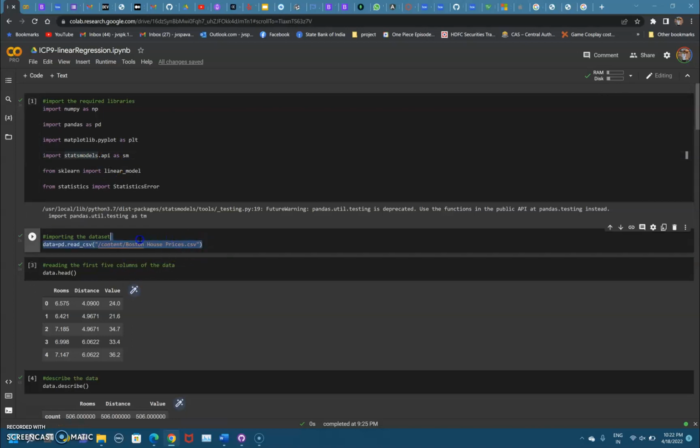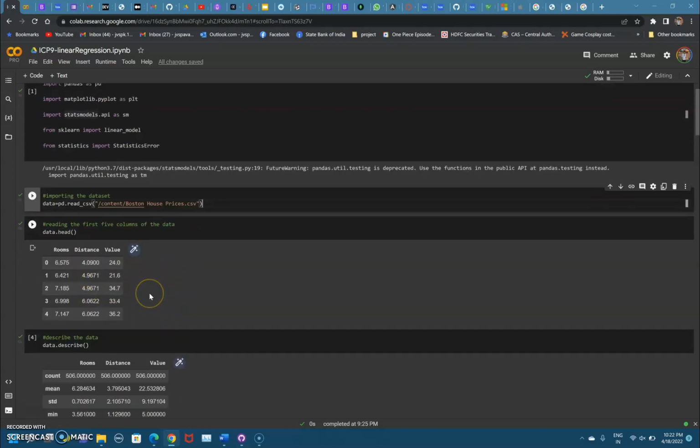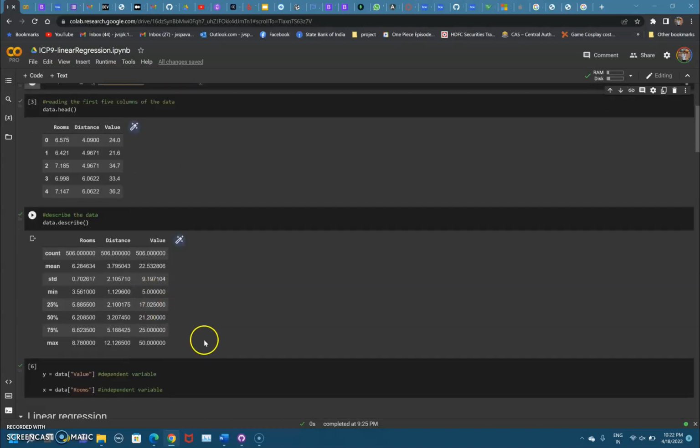We have taken Boston house prices CSV as our data, and you can see here we have 3 columns: rooms, distance, and values. We have taken rooms as independent and values as dependent. When we use the describe method on our data, we can find the mean, standard deviation, minimum and maximum values of the given data as follows.